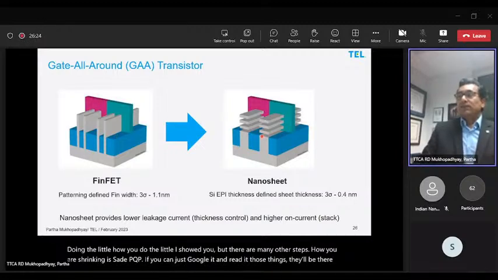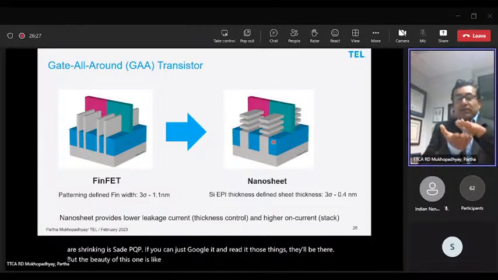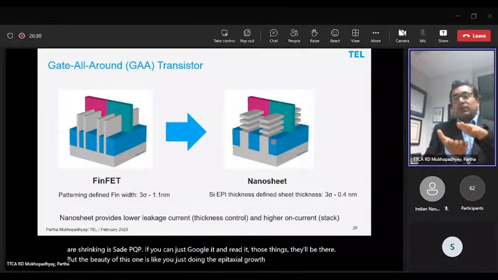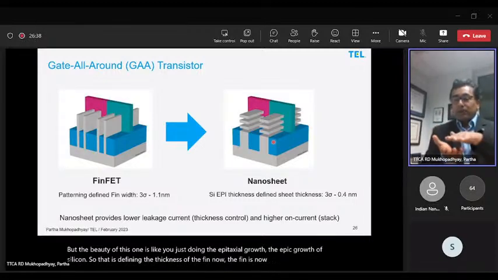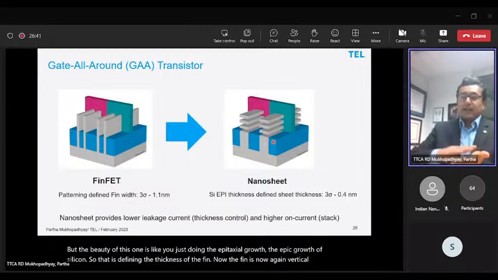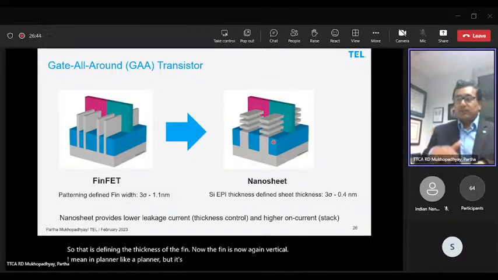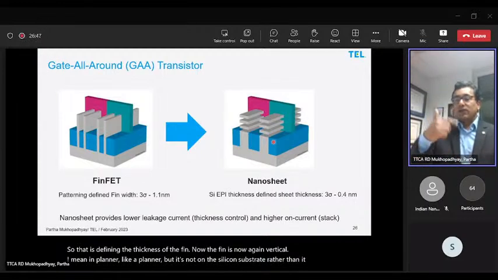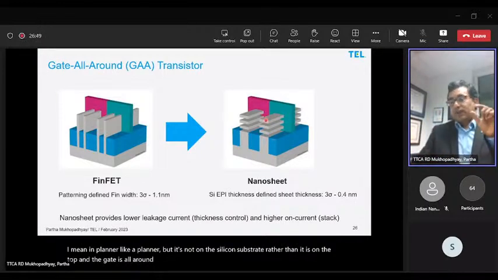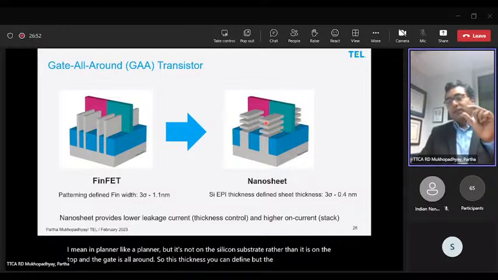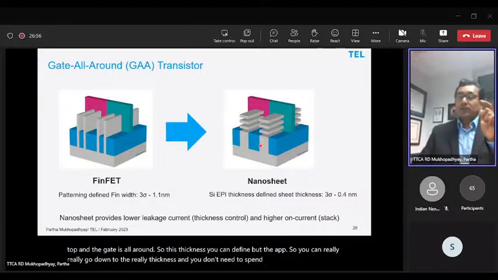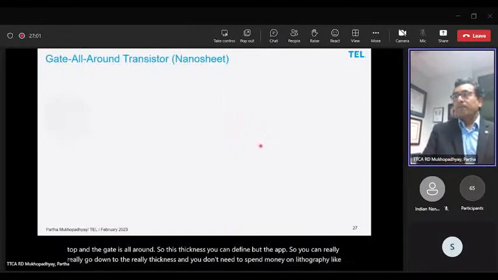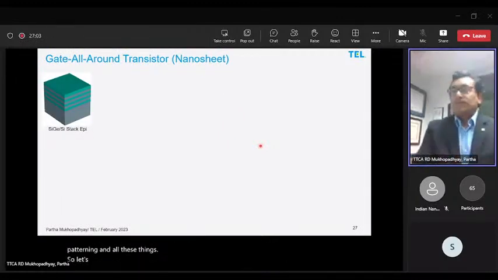But the beauty of this one is that you are just doing the epitaxial growth of silicon, and that defines the thickness of the fin. The fin is again vertical, like in planar, but it's not on the silicon substrate, rather it is on the top, and the gate is all around. So you can define this thickness by the epi. You can go down to a really small thickness, and you don't need to spend money on lithography, patterning, and all these things. So let's see how we can make it.